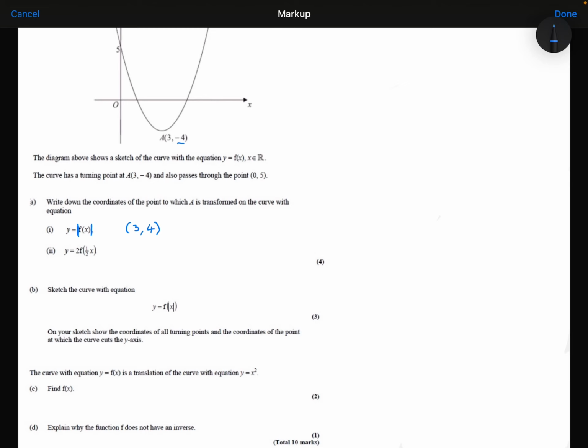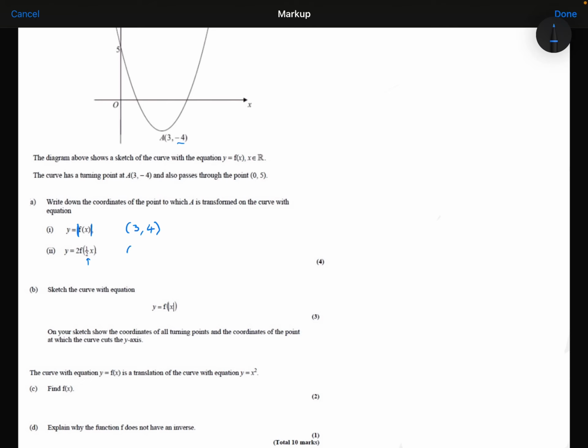Part II. We've got two things here. We've got the half x on the inside there, and then we've got the 2 f of x on the outside. First of all, the half on the inside, because that's on the inside of the function, is going to affect the x coordinates. And we're going to do the opposite. So instead of multiplying by a half, we're going to divide by a half, and therefore that's the same thing as multiplying the x coordinate by 2.